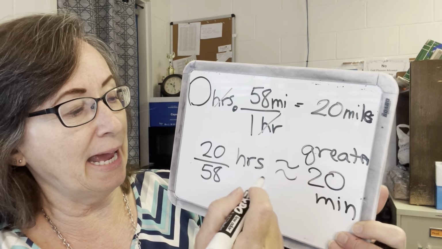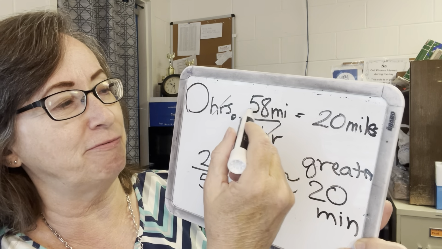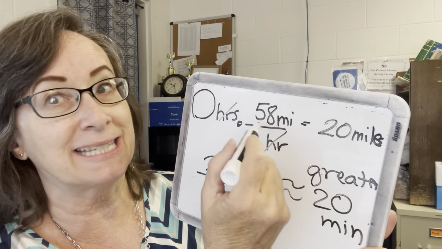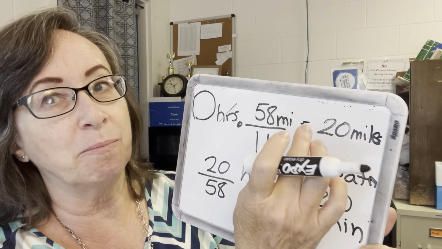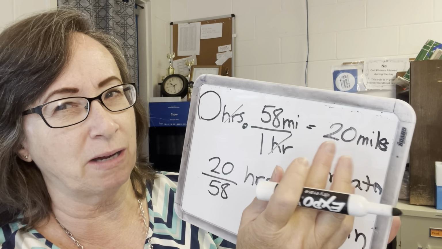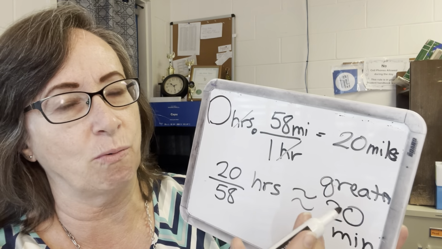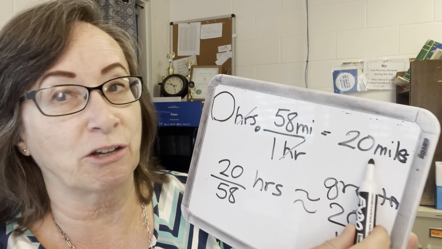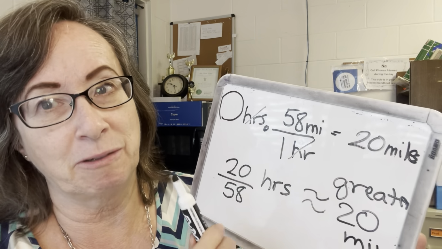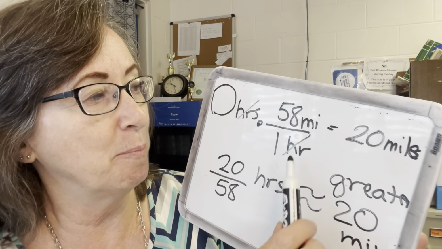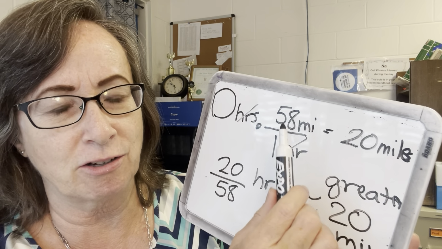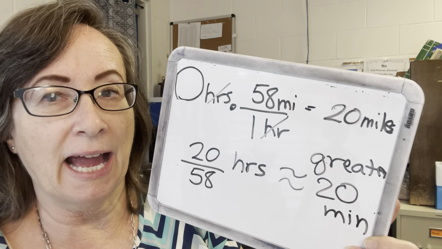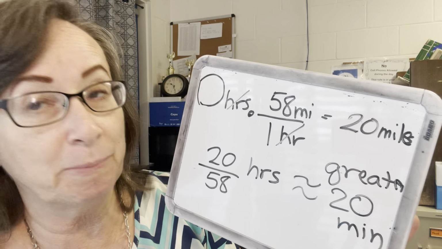Your book did it a little bit differently. Your book estimated right here and said, well, 58 minutes is real close to 60. 58 miles is real close to 60 miles. 60 miles in an hour would be a mile every minute. And since we've got to go 20 miles, then it would be about 20 minutes. But that's not quite there, so it's going to be a little bit more than 20 minutes. They never wanted you to actually work out that problem.